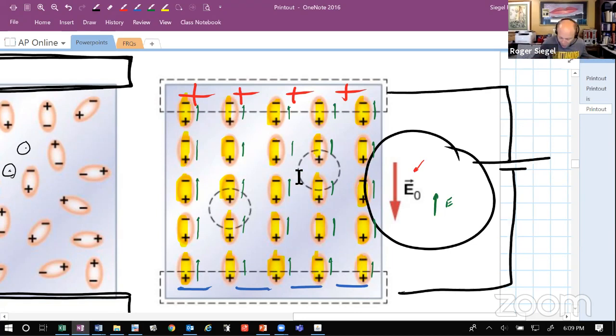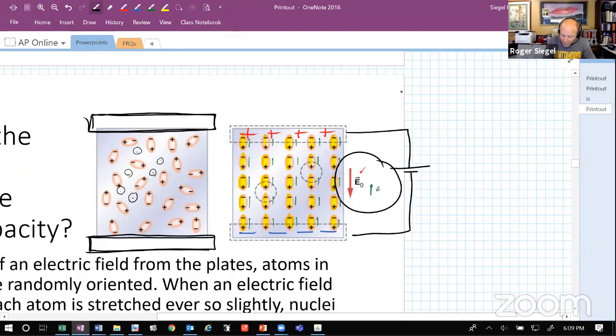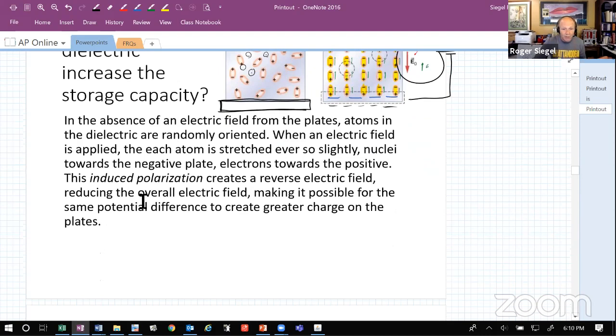Okay, so one more thing. Sorry. So now I've made the electric field smaller, so let's see what happens in this situation. We know that C is equal to Q over delta V. And so what has happened here is, since I'm hooked up to this battery, I've got the same delta V. That's not going to change, but my capacitance has gone up. As a matter of fact, it's gone up by a factor K, which means my charge has gone up. So now I can put more positive charges here, more negative charges here. And so I hope you can see that the capacitance, the capacity of my capacitor, goes up due to this induced polarization, creating a reverse electric field.